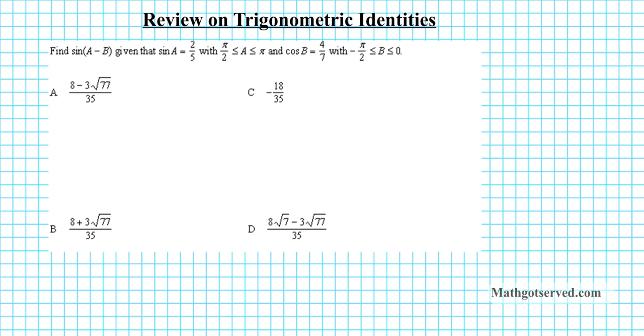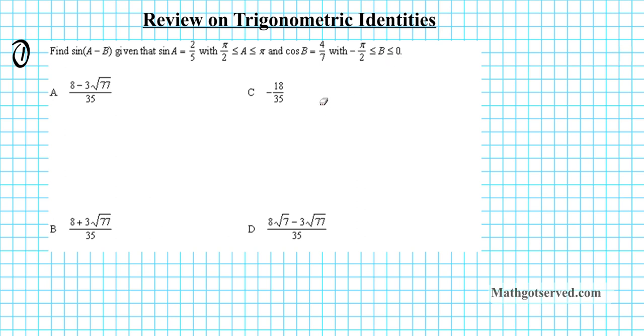Good day, students. In this part, we're going to be reviewing the trig identities. So let's take a look at question number 1. We're to find sine A minus B, given that sine A is 2 over 5, with A between pi over 2 and pi, and cosine B is 4 over 7, with B between negative pi over 2 and 0.